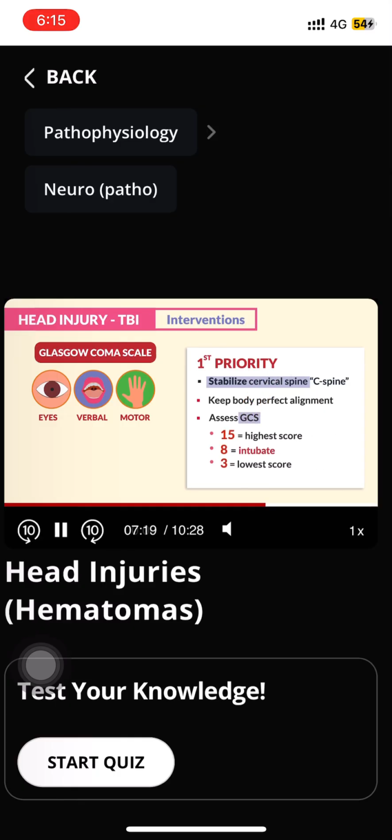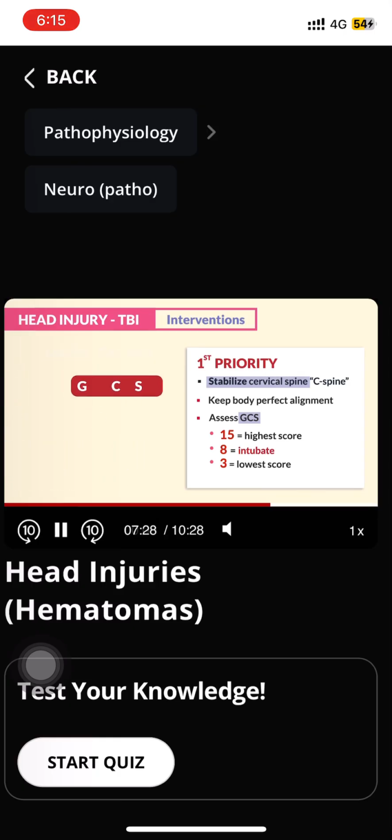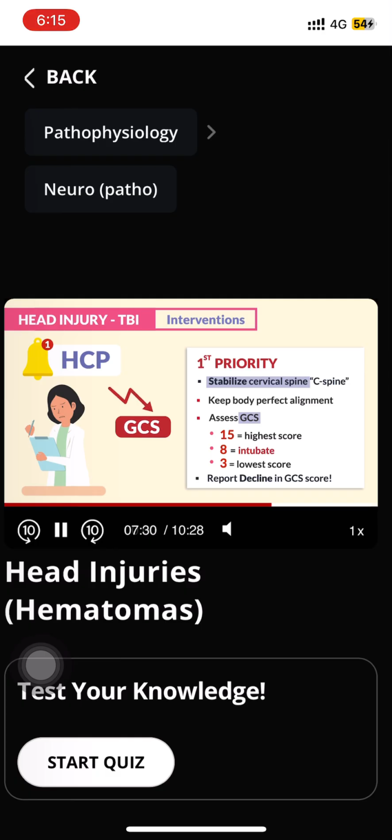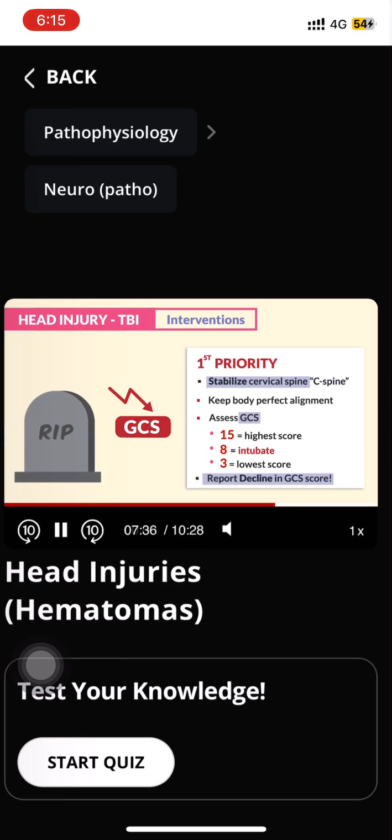So 15 is the highest score. Less than 8, we intubate, since the client will be in a coma, and then the lowest score you can get is a 3. And the key point to know here is you must report any type of decline in the GCS score. So write that down. Any type of change must be reported. So just think lower the score, lower into the grave you go, since it's more deadly.